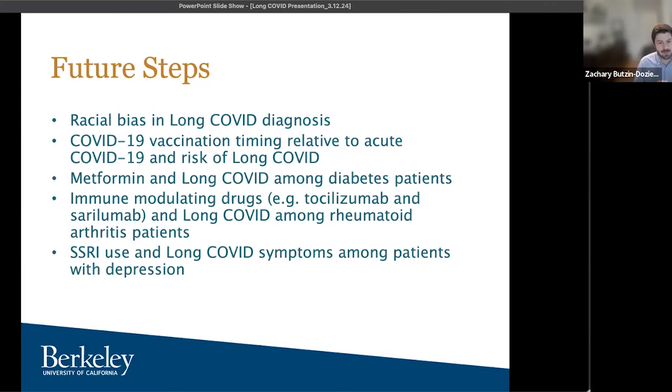We're also testing a few medications that might be able to prevent long COVID and have some kind of limited evidence, whether theoretical or applied, to prevent this condition. And those are metformin and immune modulating drugs. Metformin, which is a common drug among diabetes patients, and immune modulating drugs, which are commonly used for rheumatoid arthritis. And then finally, we hope to follow up by conducting all of these analyses, replicating them using clusters of long COVID symptoms rather than just this binary long COVID diagnostic status.